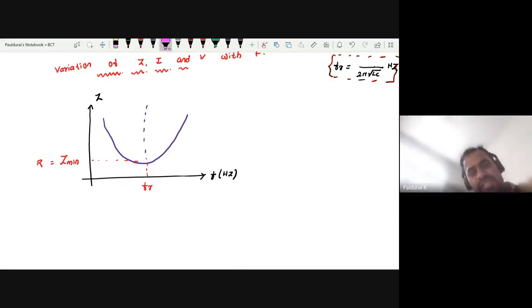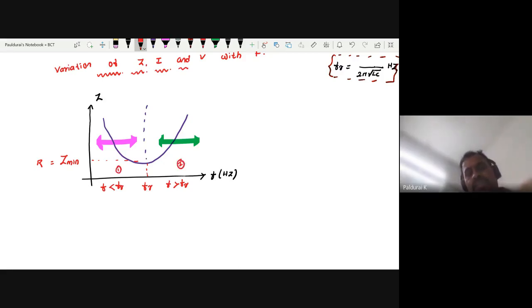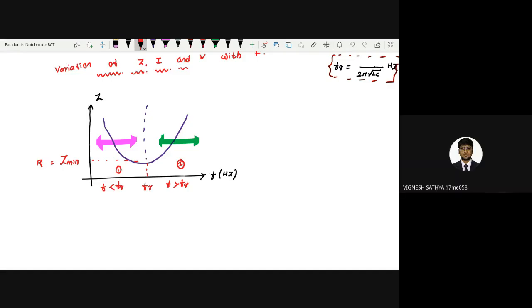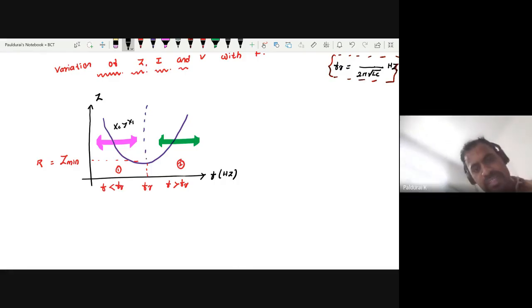When the frequency is less than the resonance frequency, who is dominating? This range is the frequency which is less than the resonant frequency, and this is the frequency which is greater than the resonant frequency. In region 1, who is dominating? Region 2, who is dominating? Region 1, capacitance. In region 1, XC is greater than XL, and in region 2, XL will be greater than XC.